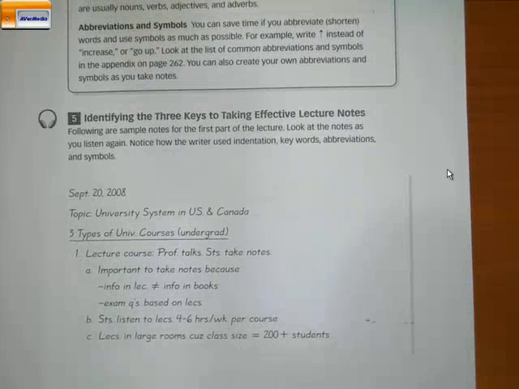Notice how the writer used indentation of words, keywords, abbreviations, and symbols to indicate. Now notice we heard about the topic university system in the U.S. You can go back and listen to the passage and look at this. And you see how nicely, number 1, lecture courses. Under it we have A, B, C, because we heard there are 3 kinds. Under the first kind we have some additional information, important to take notes, information in lecture.